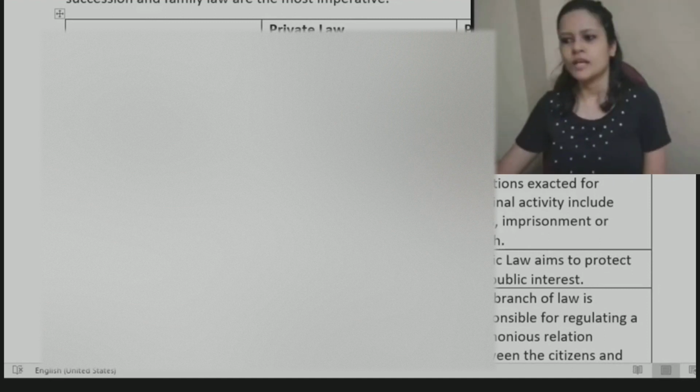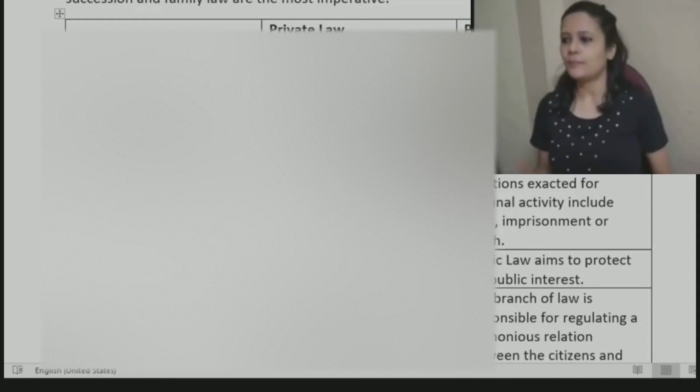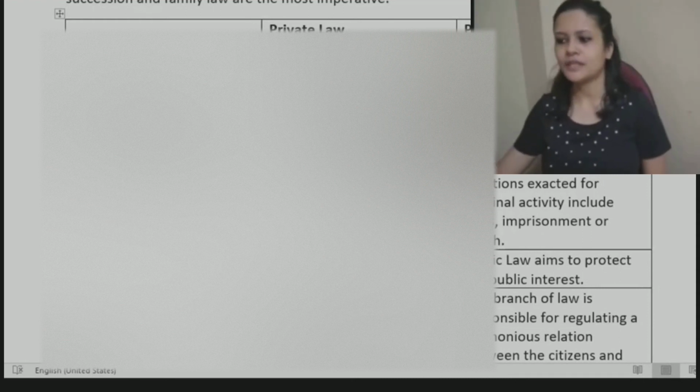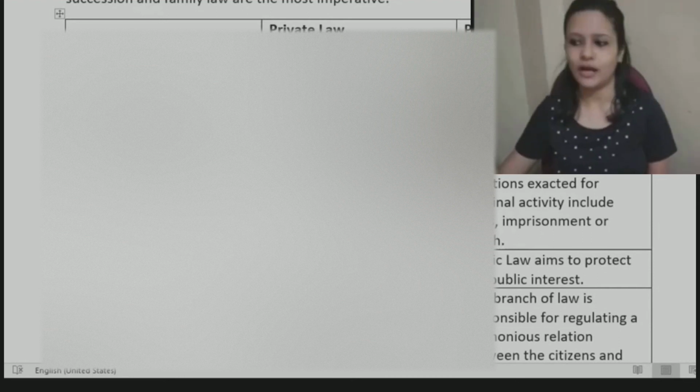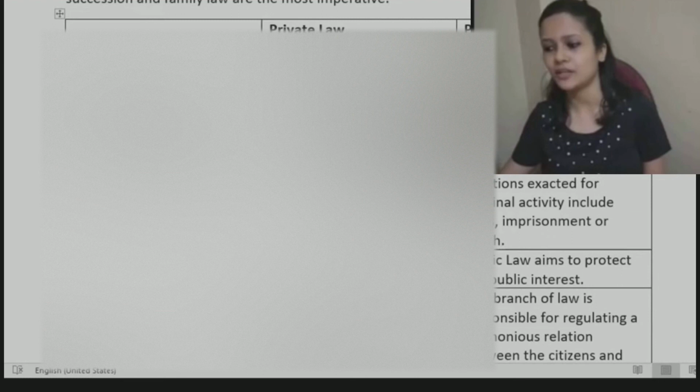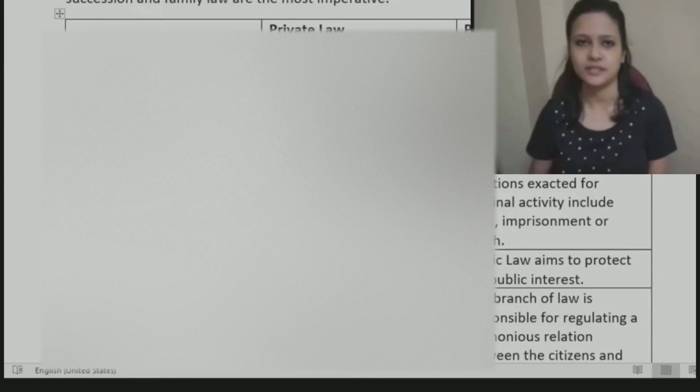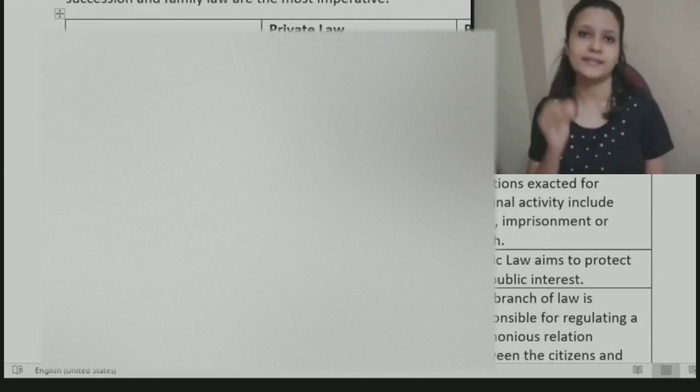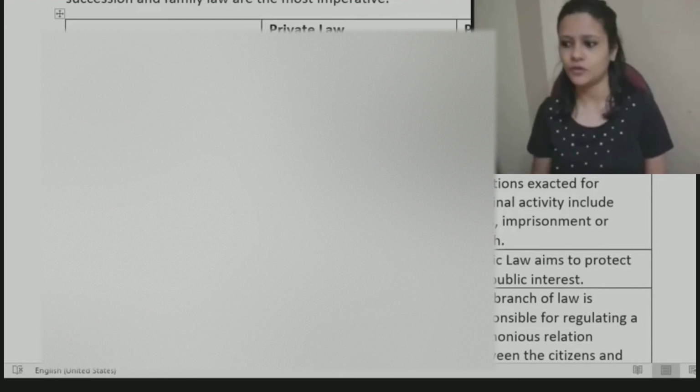Okay, now talking about sanctions or the punishments which may be given. Sanctions usually include payment of damages because you have suffered a loss. It may be injunction or specific performance. Whatever you promised, exactly the same you need to perform. Okay, what is injunction?